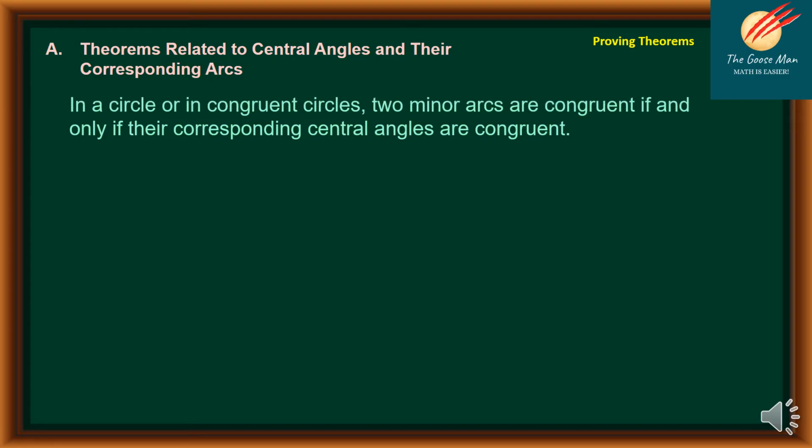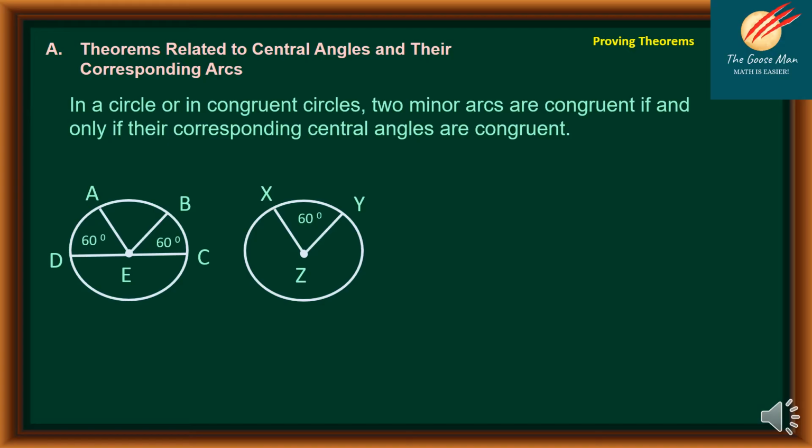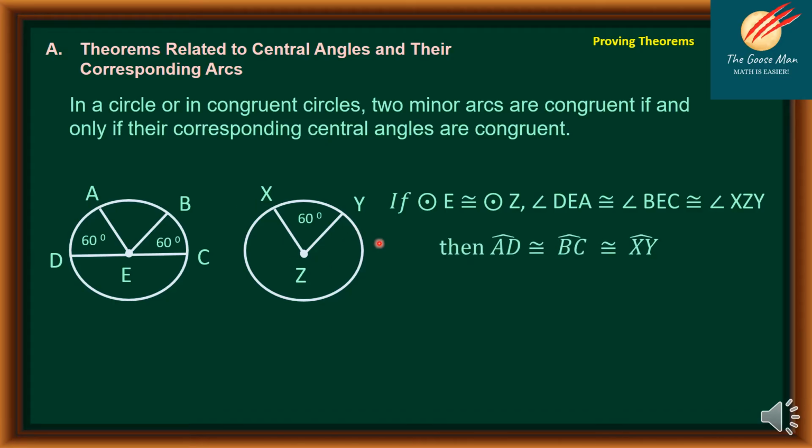Let's have another theorem. In a circle or in congruent circles, two minor arcs are congruent if and only if their corresponding central angles are congruent. Let us consider the following circles, circle E and circle Z. If circle E is congruent to circle Z, then angle DEA is congruent to angle BEC, as well as congruent to angle XZY. Then arc AD is congruent to arc BC, which is also congruent to arc XY.